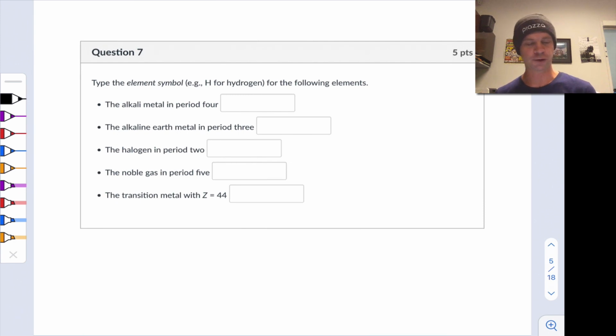Finally, our last chapter 2 question asks about elements on the periodic table and finding those elements and determining the element symbol for the following elements. So let's use the periodic table to do this. You're going to have access to the periodic table. Might as well use it. So the first is the alkali metal in period 4.